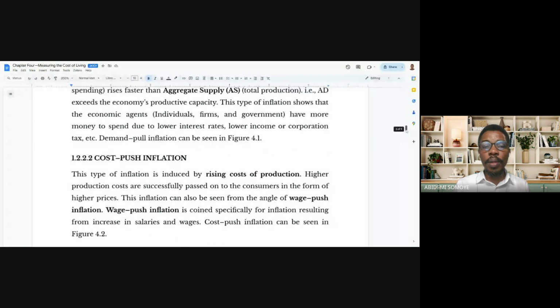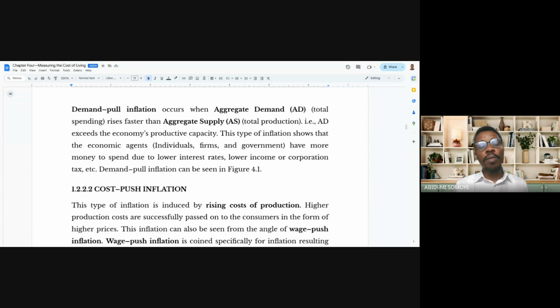I quickly wanted to state something under demand pull inflation. If you take a look at the business cycle, which we are going to take a look at soon, in one of the chapters, if an economy is at the peak, you could have a situation where AD is rising faster than AS, or AD exceeds the economy's productive capacity. Because at that time, unemployment is very low, people have higher incomes, and also at that time, the prices of goods and services will be increasing.